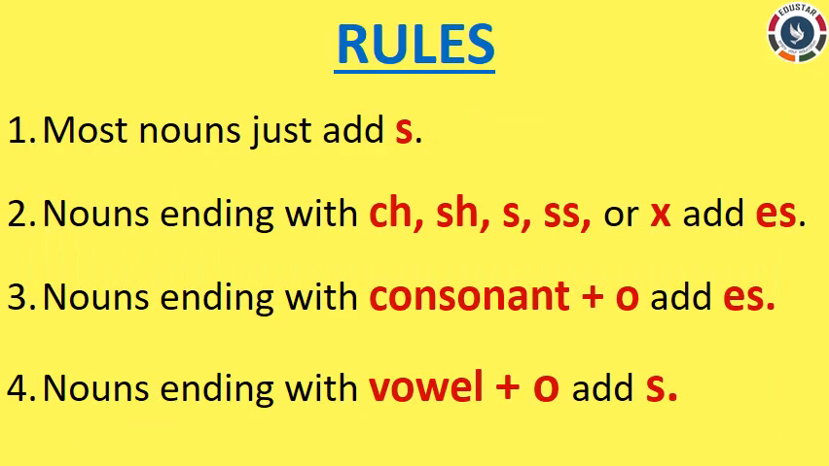Most nouns are made plural by adding s. For nouns ending with ch, sh, s, ss or x, add es. For nouns ending with consonant plus o, add es. For nouns ending with vowel plus o, add only s.